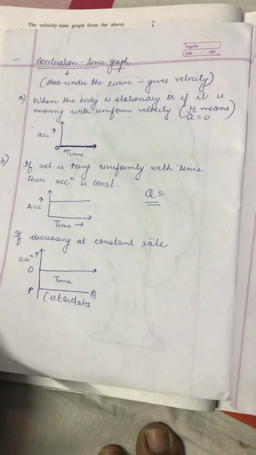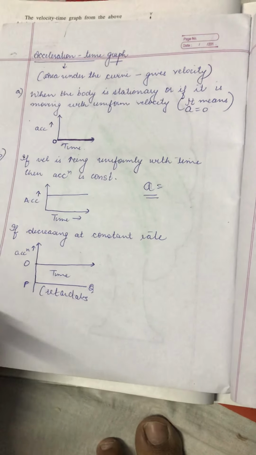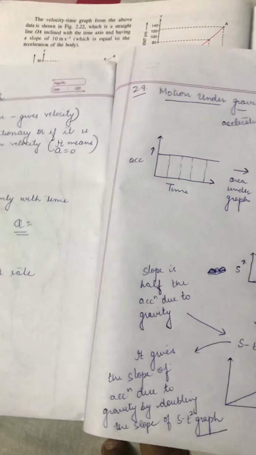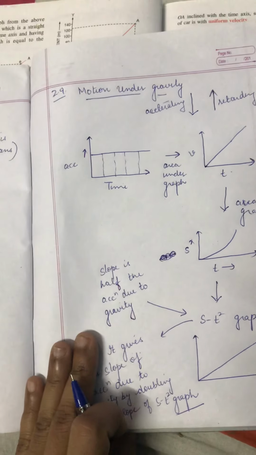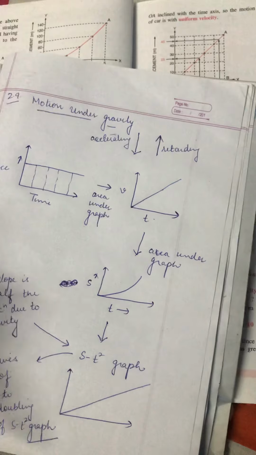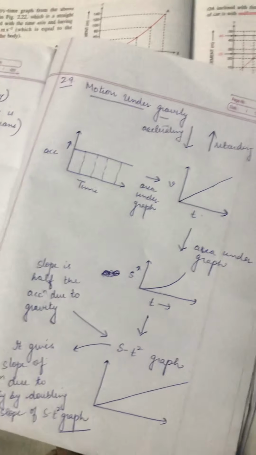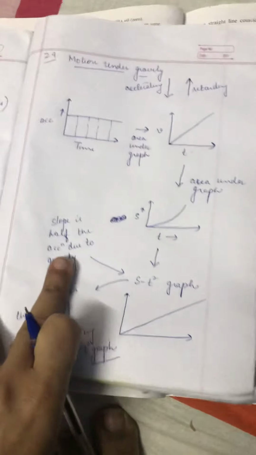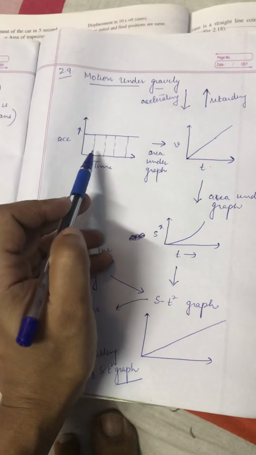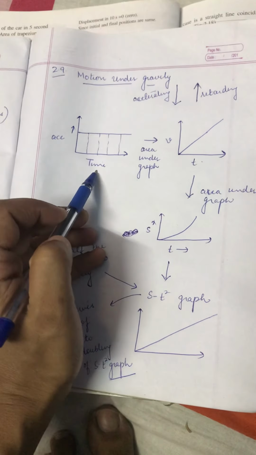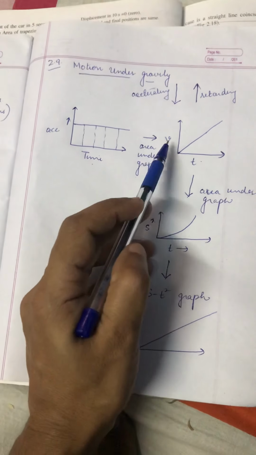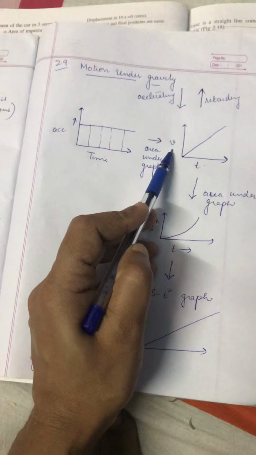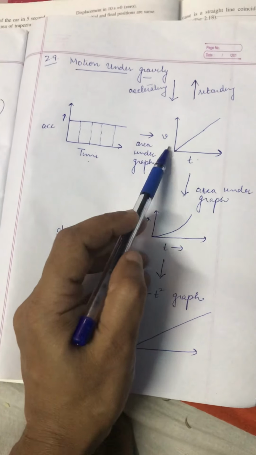Now the next thing we have is how the different slopes can help me find out the acceleration due to gravity. Very simple, beta. With this, please open your books also. I am also opening it. See, first thing, acceleration is given to me. They have given me the acceleration-time graph. I know the area under the graph will give me what? Velocity.